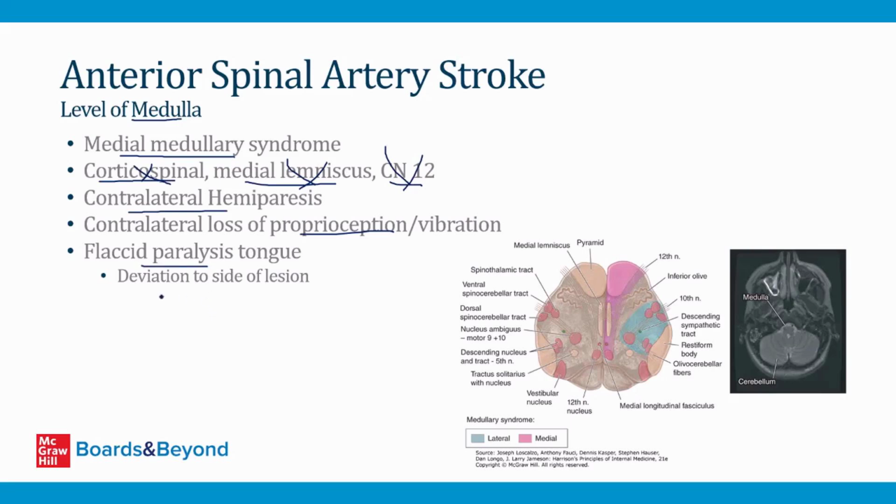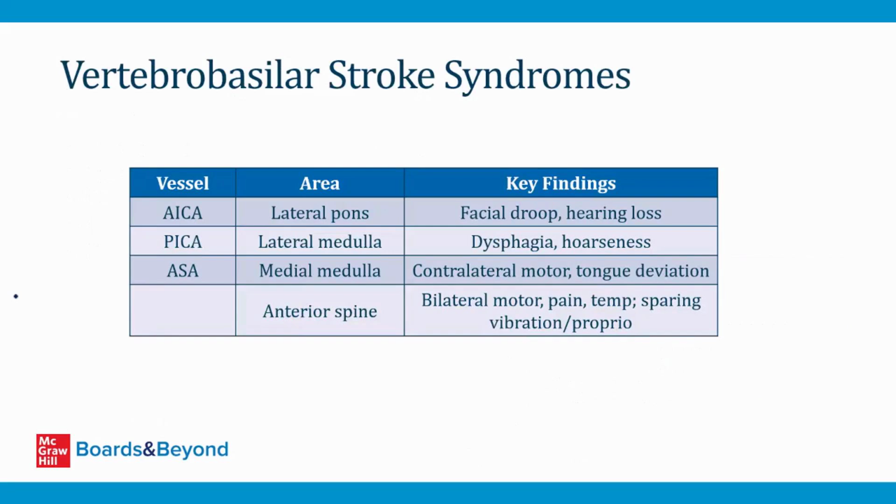And classically, the tongue will deviate toward the side of the lesion if you have ischemia involving half of the medulla. So the last three blood vessels we described, the AICA, the PICA, and the ASA, they can have stroke syndromes that are hard to remember and distinguish from one another.